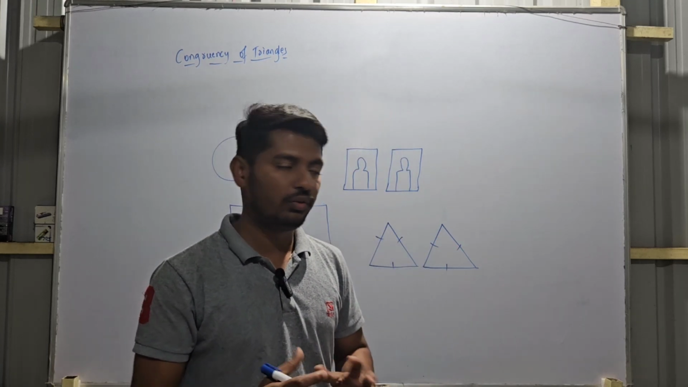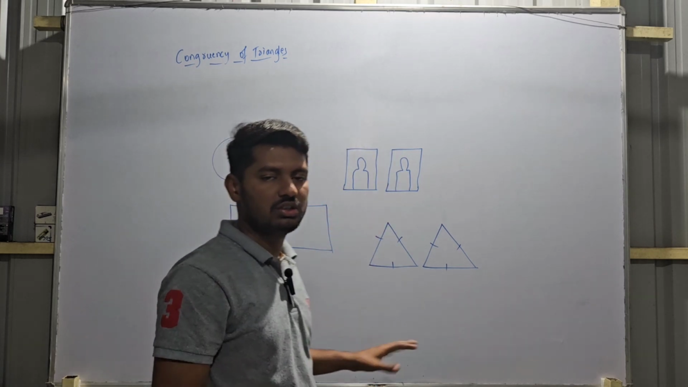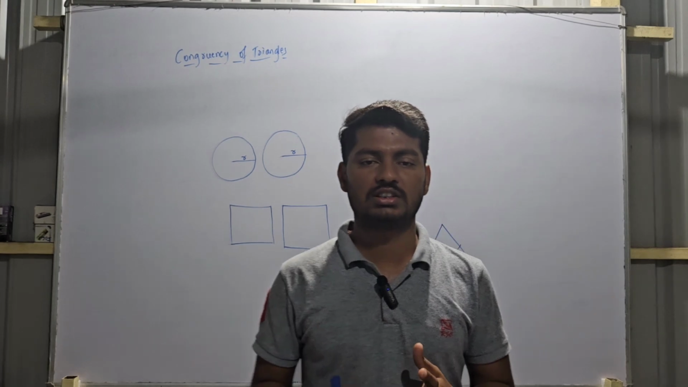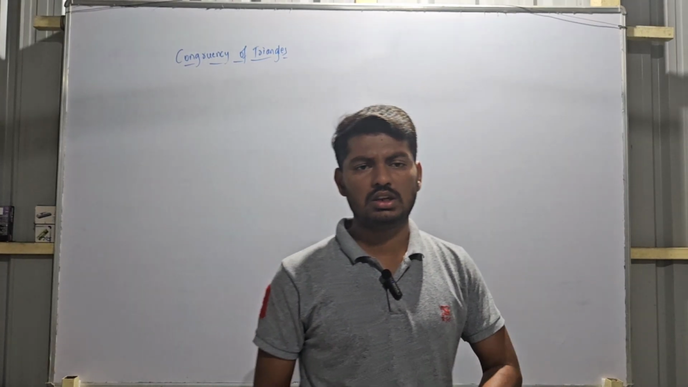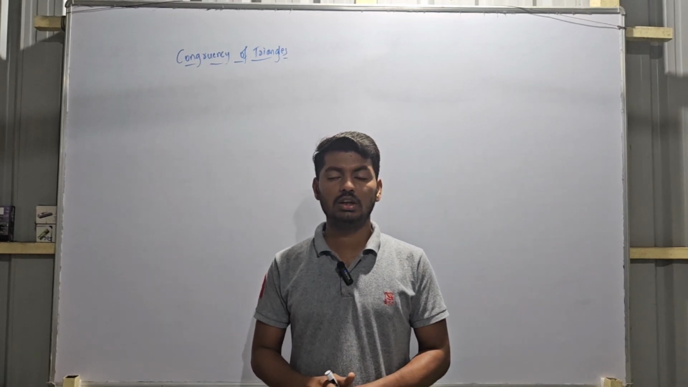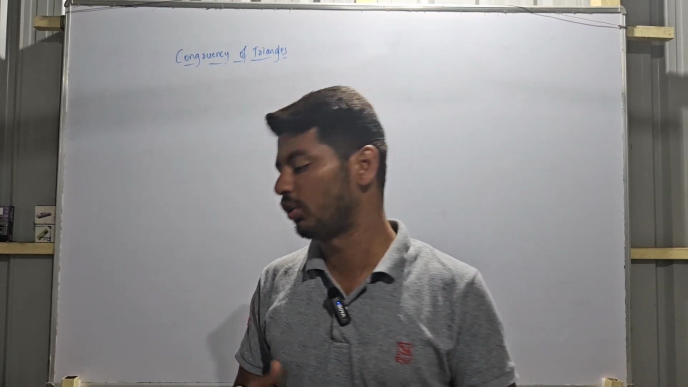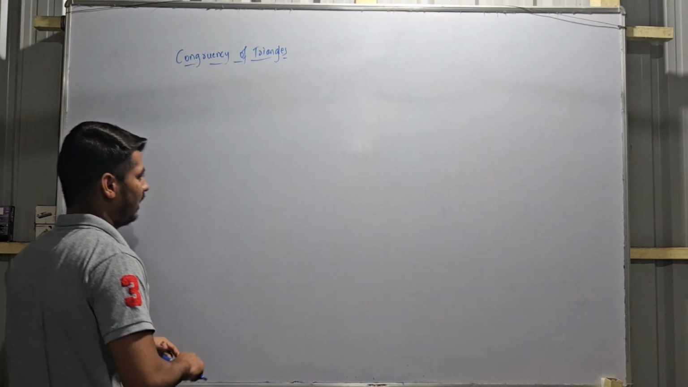So before getting to the congruency, this is the basic knowledge which we need to have about the meaning of congruency. This was about the basics of congruency. So now let us discuss the congruency of triangles. When can we say that two triangles are congruent, and how to prove that two triangles are congruent?